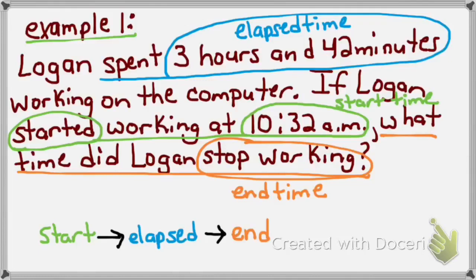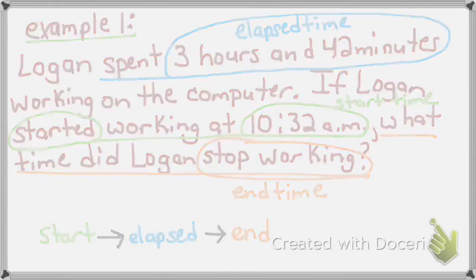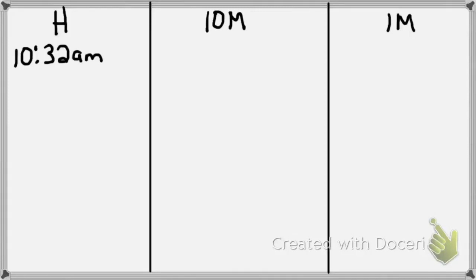Let's move to the next page and see how to do this. For start time, end time, and elapsed time problems, I'm always going to separate my page into 3 columns. My first column will be labeled H for hours. My middle column will be labeled 10M for 10 minutes. My right column will be labeled 1M for 1 minute. I know that Logan started at 10:32 a.m., so I'm going to put that under my first column, 10:32 a.m., and I'm going to underline it. The first number that I write down in each column must be underlined.